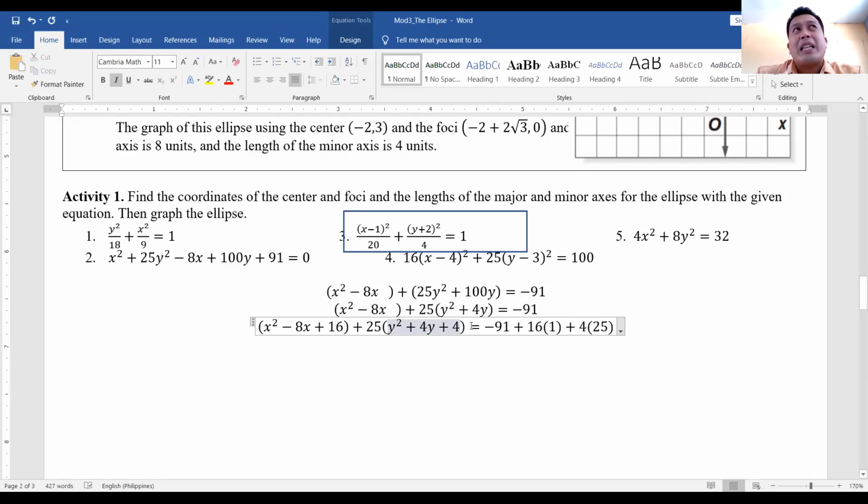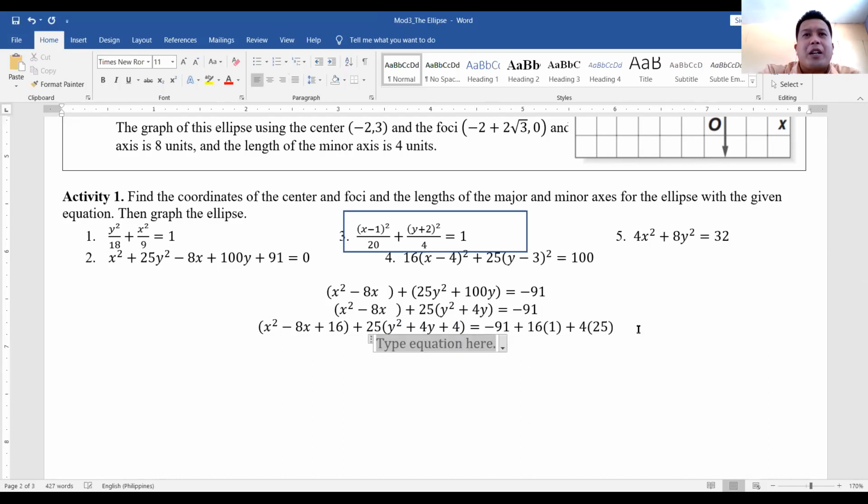So the idea of the equality here, class, is whatever you add to the left side, you are also going to add to the right side. But since you added 4 within the parentheses of 25, you are also going to add a 4 within the parentheses of 25 here. Clarification? Okay, since there are no questions, let's proceed.